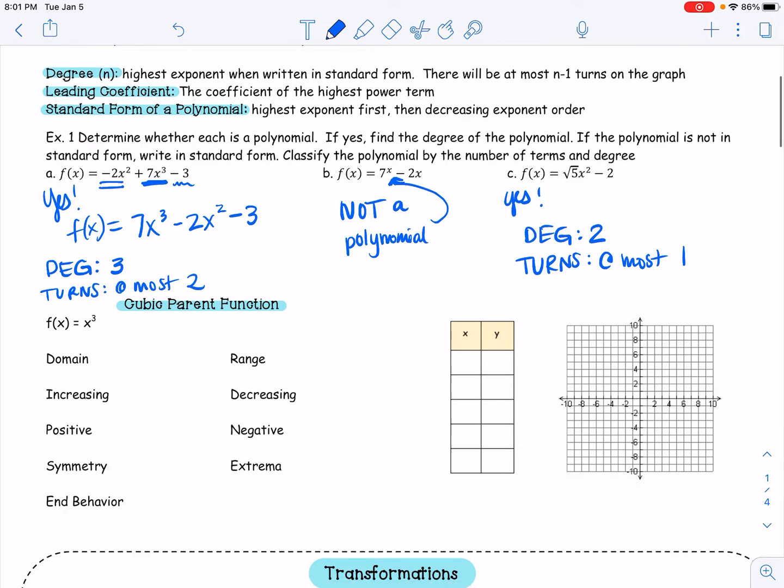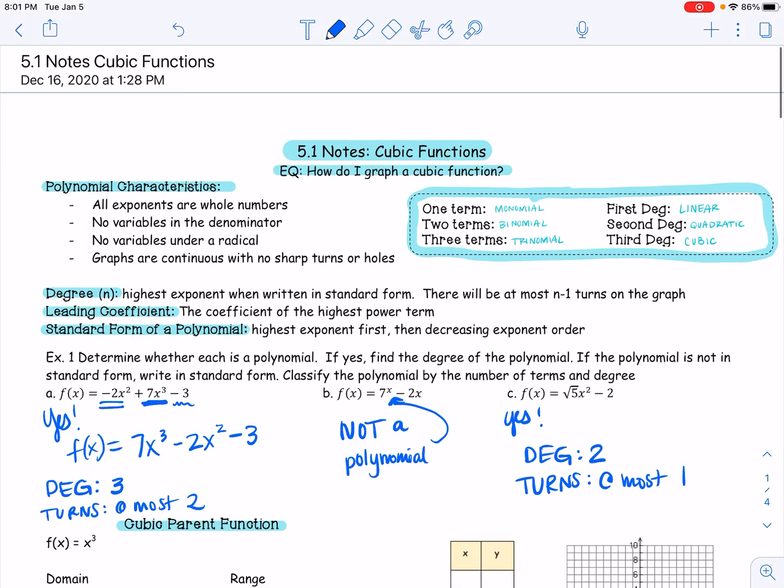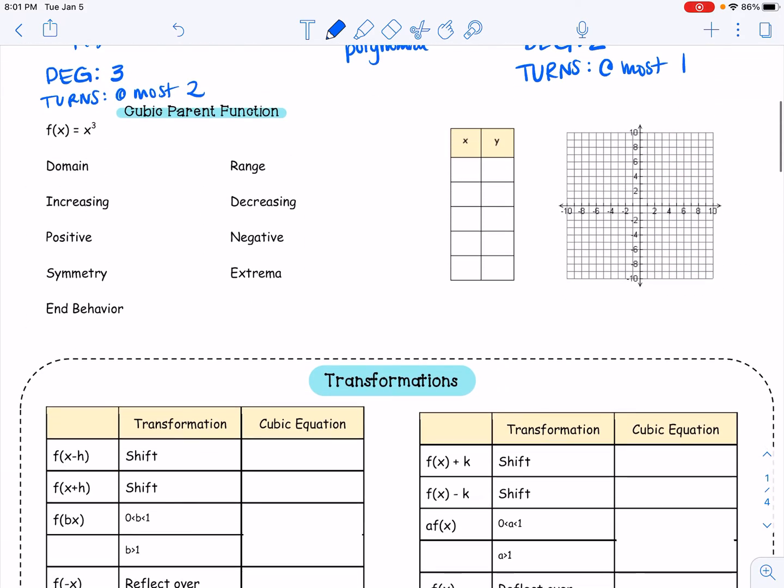All right, so moving forward to cubic. Remember, cubic is my third degree. First degree is linear, second degree is quadratic, third degree is cubic. So we want to start off with our parent function, something that has not been transformed. So no stretches or compressions or flips or slides or anything like that. Just the basic cubic parent function, and that's just going to be x to the third power.